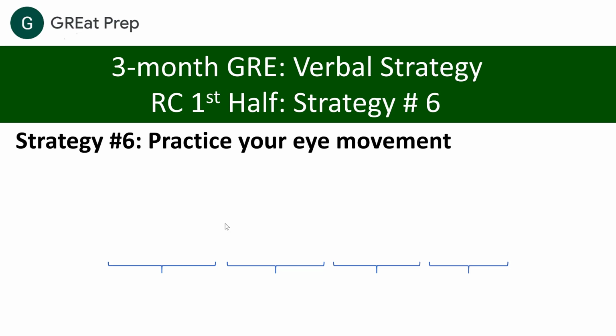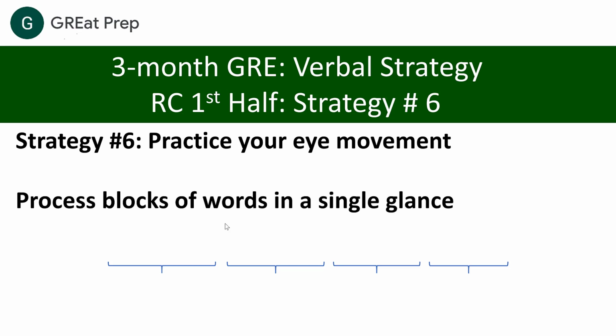Strategy number 6, practice your eye movement. Ultimately, any reading comprehension begins with your eye. Only when your eye can read something clearly does it get transmitted to your brain to process that information. So none of the previous 5 strategies would work if you do not read properly in the first place.